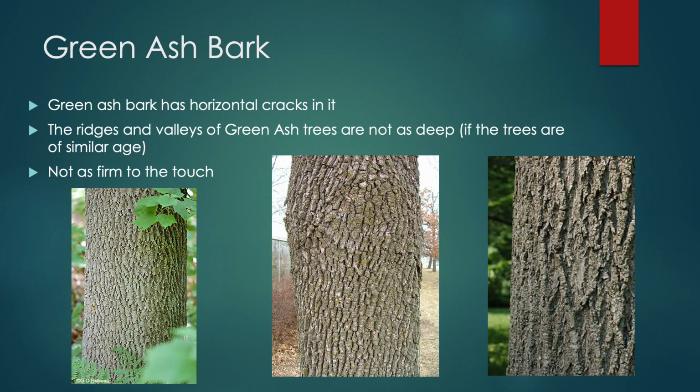Whereas with the green ash bark, you're going to see horizontal cracks in it, shown right here and here and here. And the ridges and valleys are not as deep if the tree is of similar age. As you can see here, you're definitely still having ridges right here, and then the valleys are those cracks. But the cracks are not nearly as deep as shown previously. And again, it's not as firm to the touch. So this was just a brief presentation on how you can use these simple botany terms to differentiate between these two types of ash species.